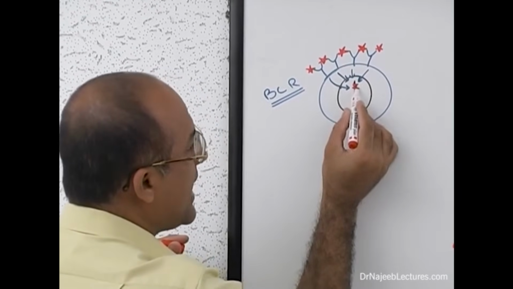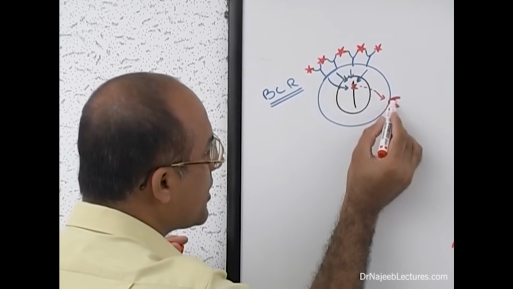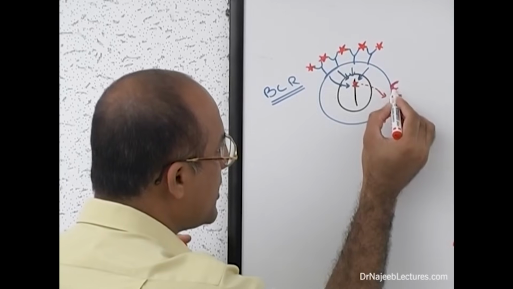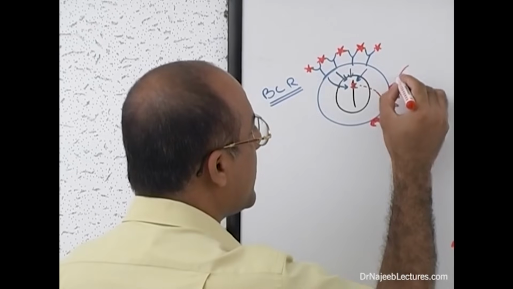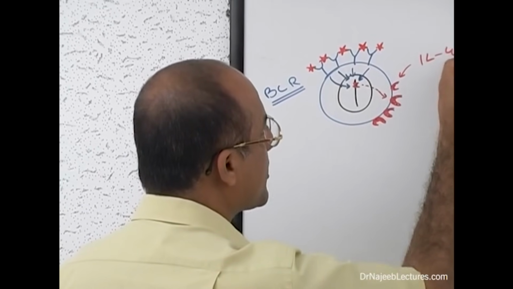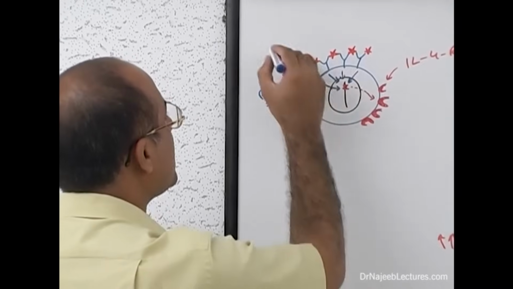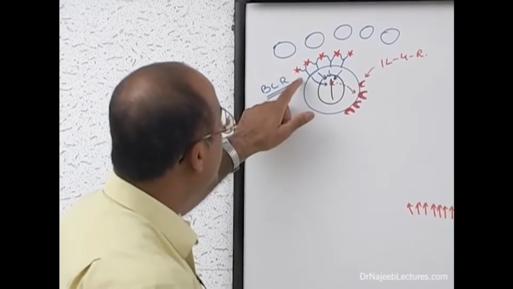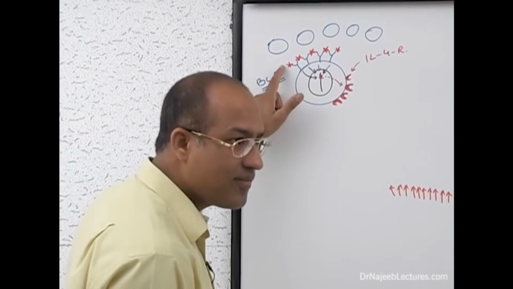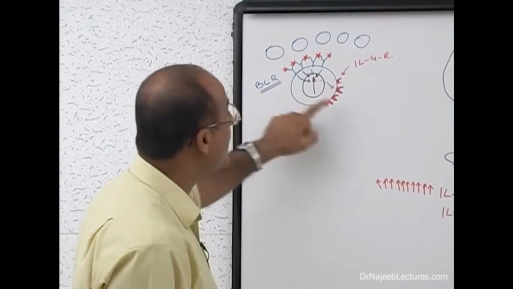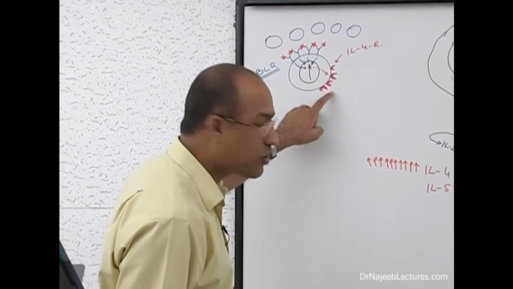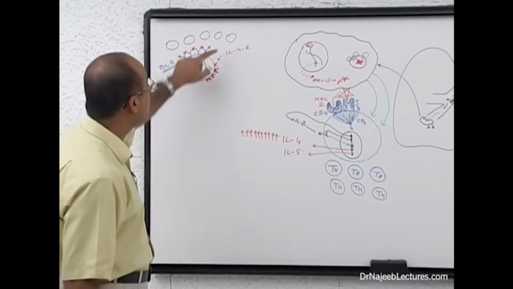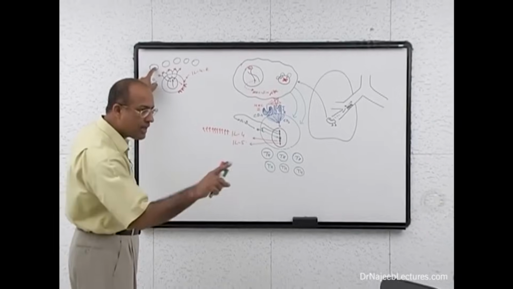This gene is activated, and this gene produces a receptor for interleukin 4. This gene makes the receptors for interleukin 4. These are interleukin 4 receptors. But there may be many B cells. There are other B cells also there. But only that B cell which had such a BCR which could recognize pollen antigen, only those B cells start expressing which receptor? Interleukin 4. It means only this B cell will become sensitive to interleukin 4. Other bystanding B cells will not be sensitive to interleukin 4.